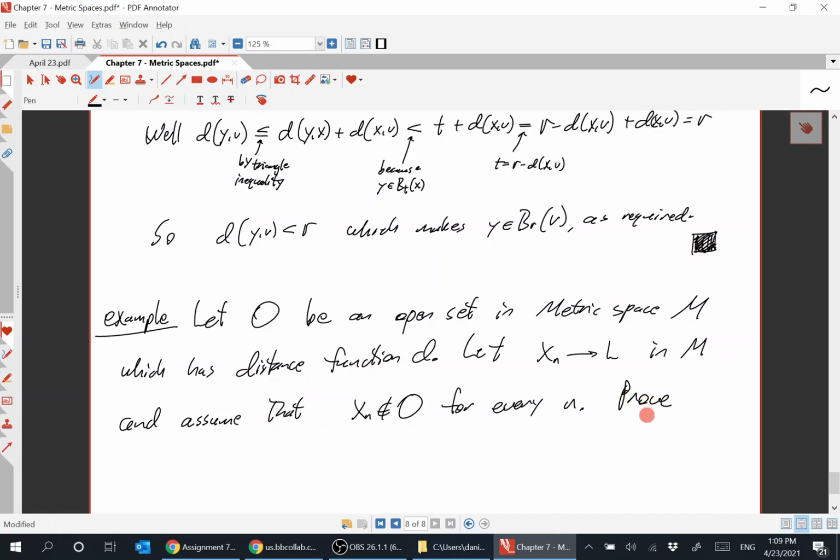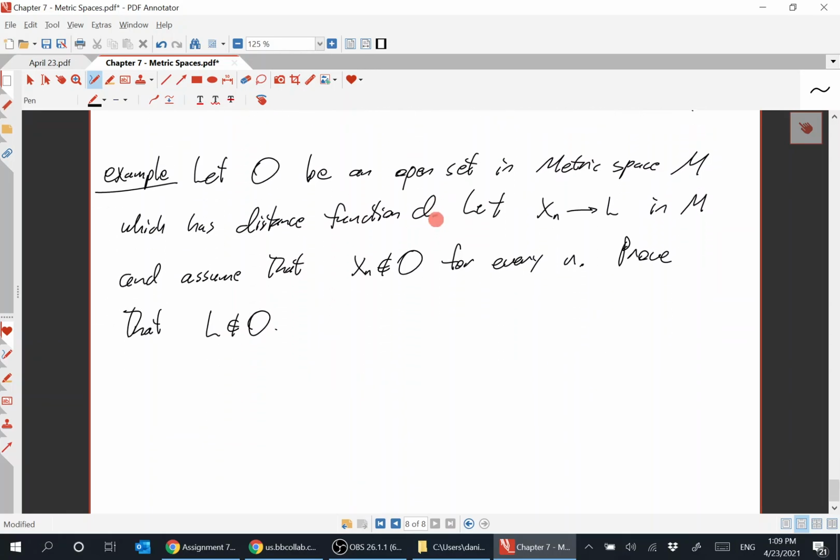Prove that L is not in the open set either. So the proof is by way of contradiction. So by way of contradiction, assume that L is an element of O.